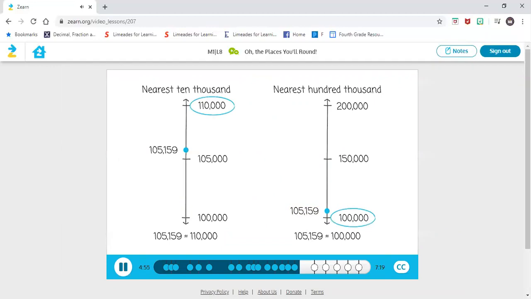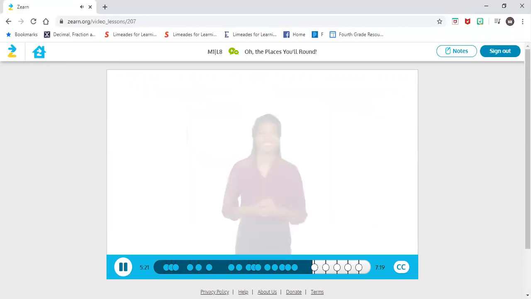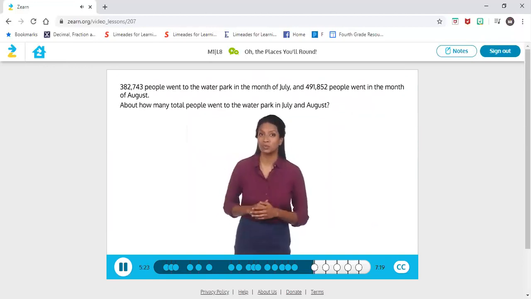That's different from when we rounded up to the nearest 10,000. We got two different estimates. The place value we decide to round to can make a difference in the rounded values. When you round using a smaller place value, your estimate will be more accurate. Rounding 105,159 to the nearest 10,000 is a more accurate estimate than when we rounded it to the nearest 100,000. Let's keep going with a word problem.